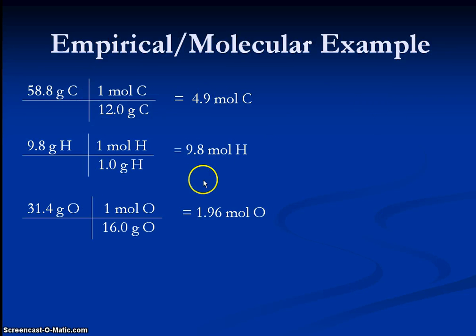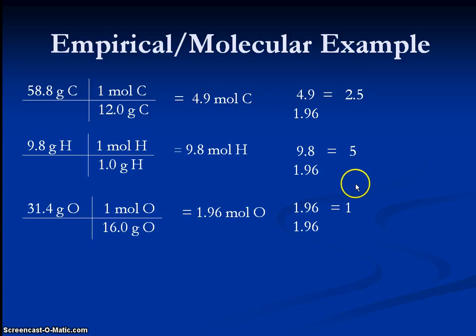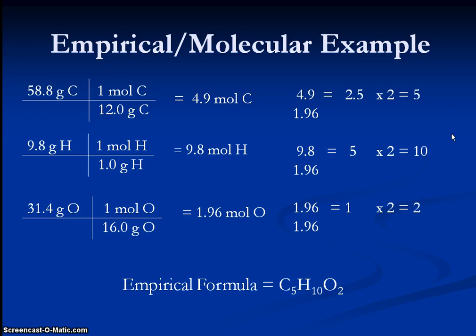Once you've finished this, you can check your answers. You should have gotten 4.9 moles, 9.8 moles, and 1.96 moles. Do not round these numbers. This is not the step where you round it. The next step is to divide by the smallest, and you should get 2.5, 5, and 1. 2.5 is not close enough to round, so then you need to multiply it by 2 to make it whole, but don't forget to do that for all of your numbers. So 2.5 times 2, 5 times 2, and 1 times 2, and you end up with C5H10O2. This is your empirical formula because it's as simple as it can get. There's no number that'll go into 5, 2, and 10.